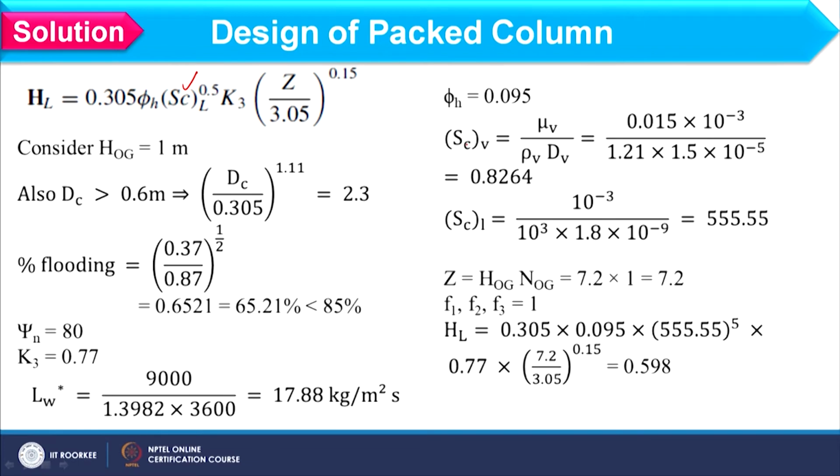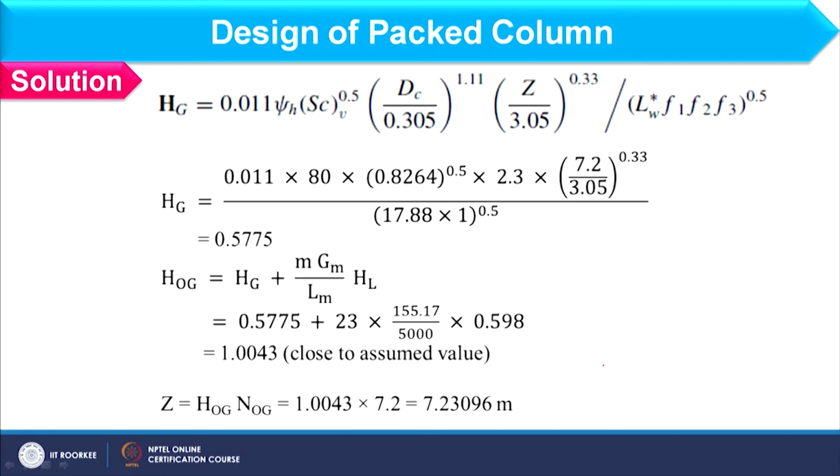So, here we have the Schmidt number for vapor, and this is the expression, all properties are given. We can find the value of the Schmidt number for vapor as 0.8264. For liquid condition we find the Schmidt number as 555.55, and the Z value we have already seen is 7.2. Considering all these values we can find the HL value from this expression, and its value should come as 0.598. All values you can put in the given expression.